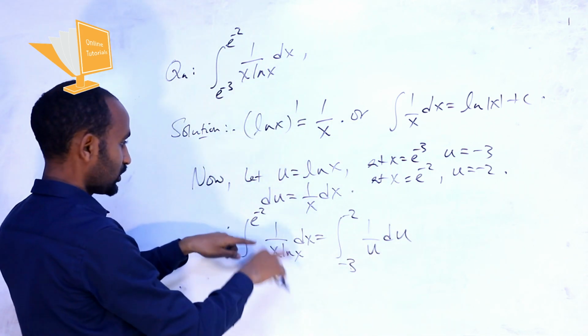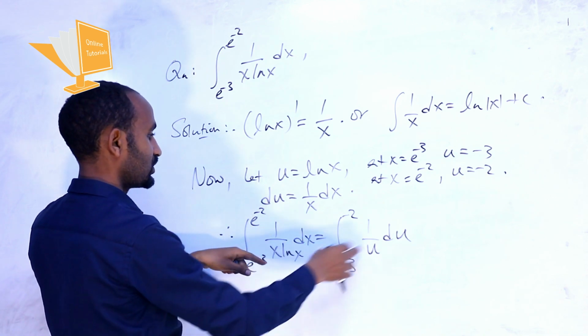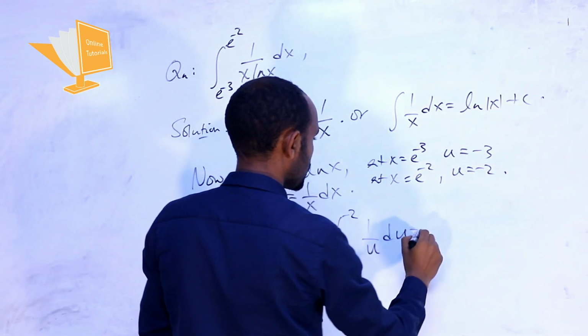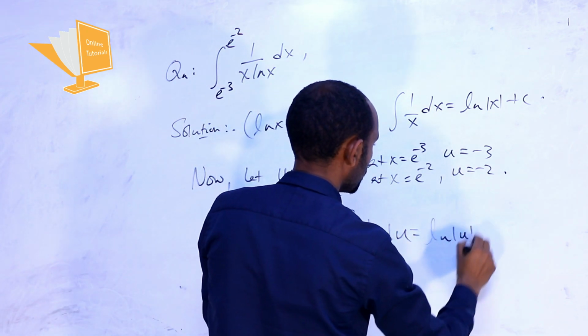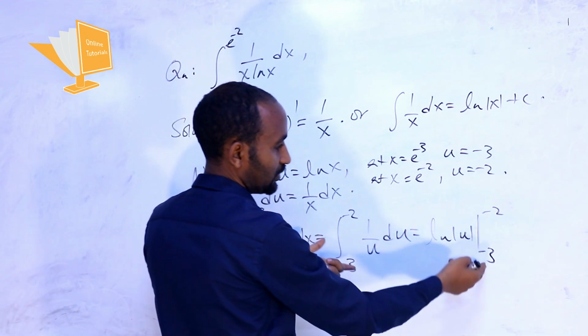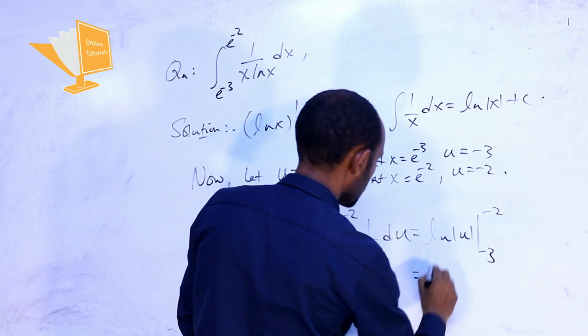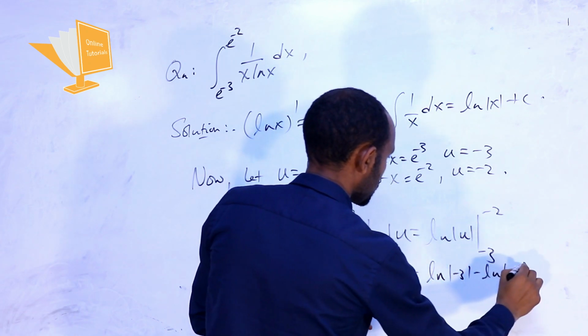Okay? 1 over u is 1 over ln x, and then 1 over x dx is du. So this is equal to, again, the integral of 1 over u is ln of the absolute value of u, ranging from minus 3 to minus 2. Obviously, minus 3 is less than minus 2. So this is equal to ln of the absolute value of minus 3 minus ln of the absolute value of minus 2.